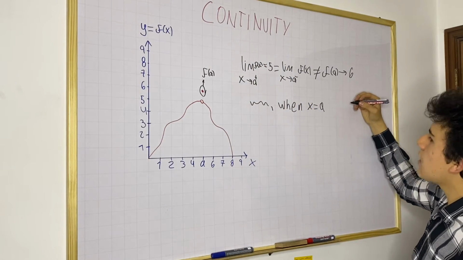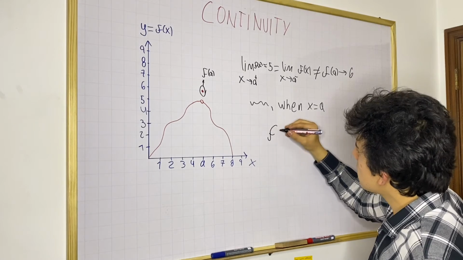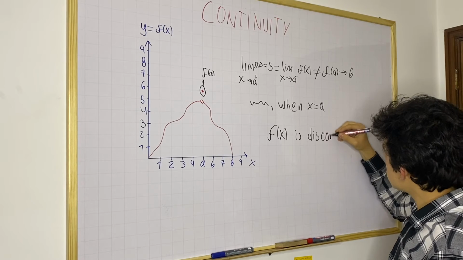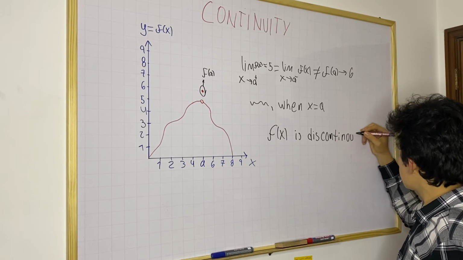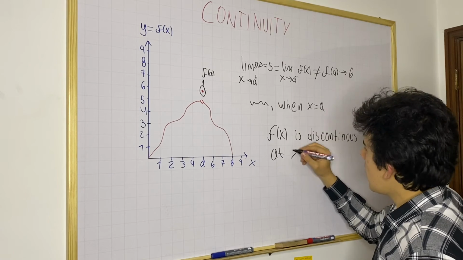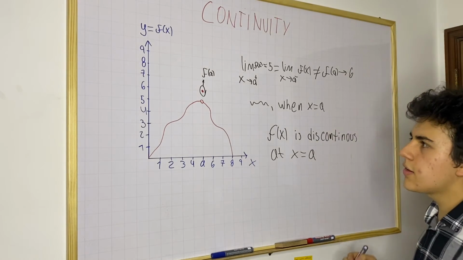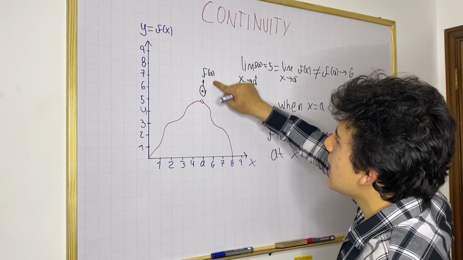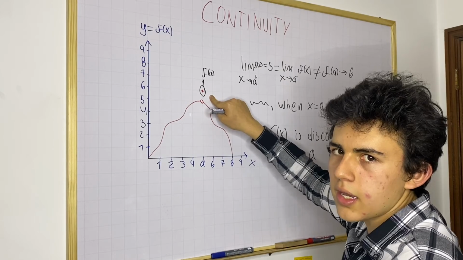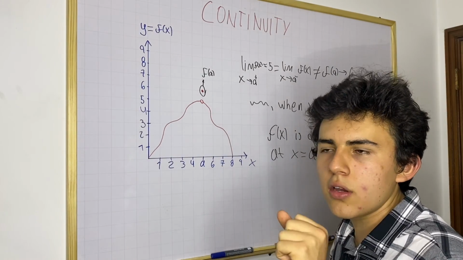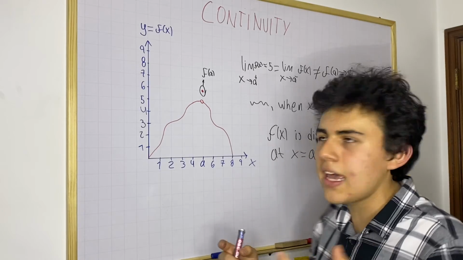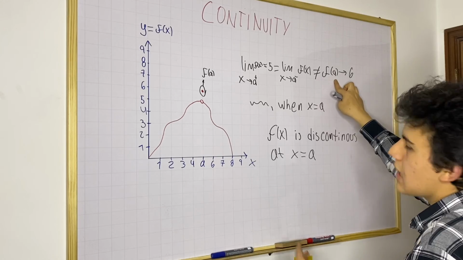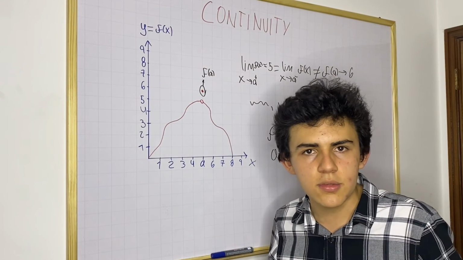So in this case, we could say that f of x is discontinuous at x equals a. Pretty simple, because when we approach a from both sides, yes, we get the same value, but f of a does not equal that same value, okay? You need 3 things so that a function is continuous at a. The lateral limits must be the same, but you also need f of a to be the same as those 2 limits, okay?